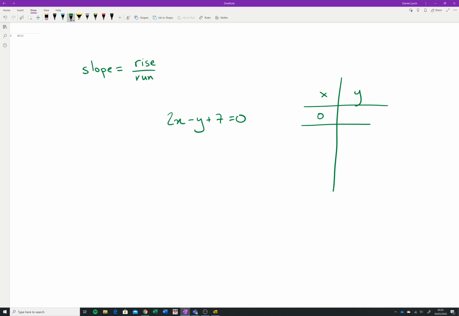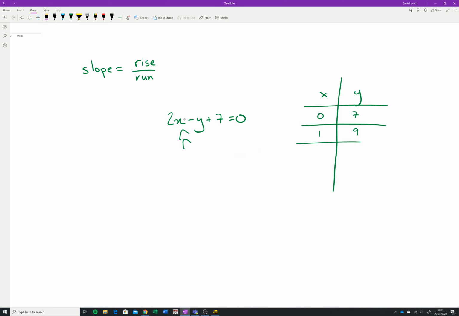So if x is 0, for instance, what's y? If we input 0, that would just be placing 0 in there, and I think we've already seen that y comes out as 7. If we place 1 in, then just place 1 in there. I think we've already seen that that will be 9.